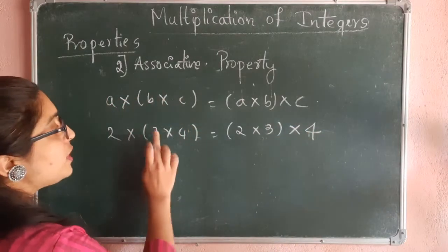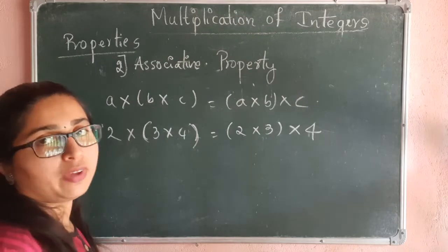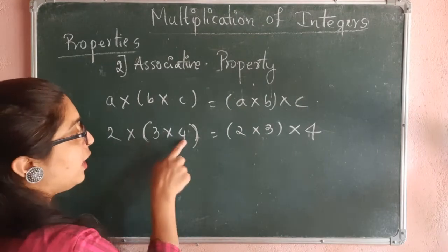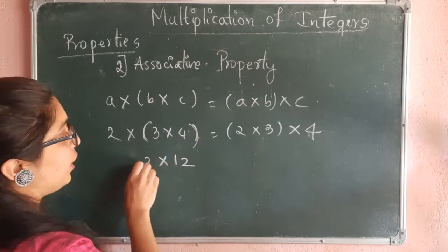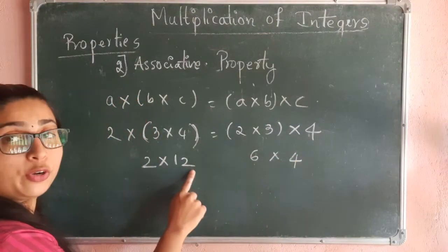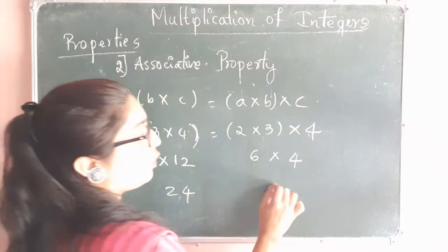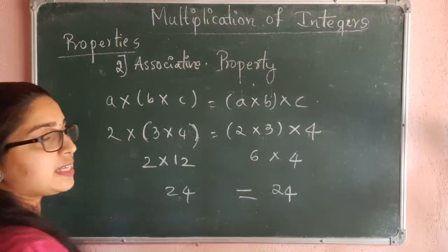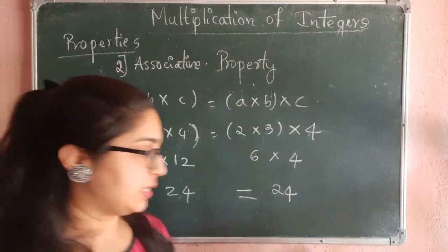That's it. First, whatever is inside the bracket, we are going to solve it. 3 into 4 is 12, 2 into 12 is 24. 2 into 3 is 6, 6 into 4 is 24. So LHS is equal to RHS.